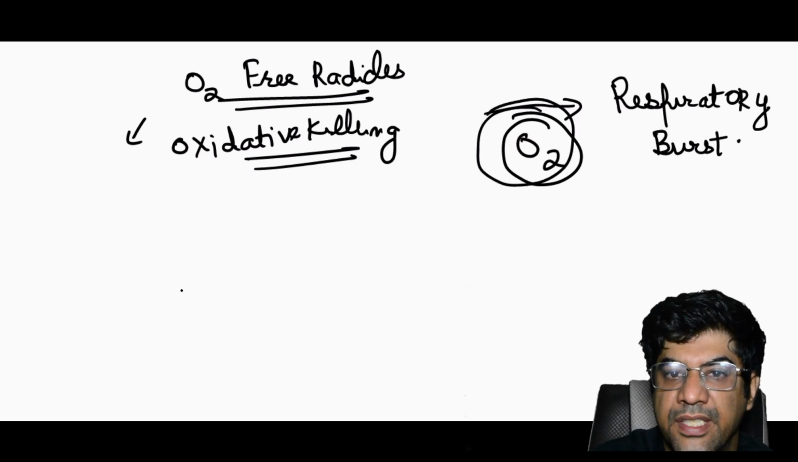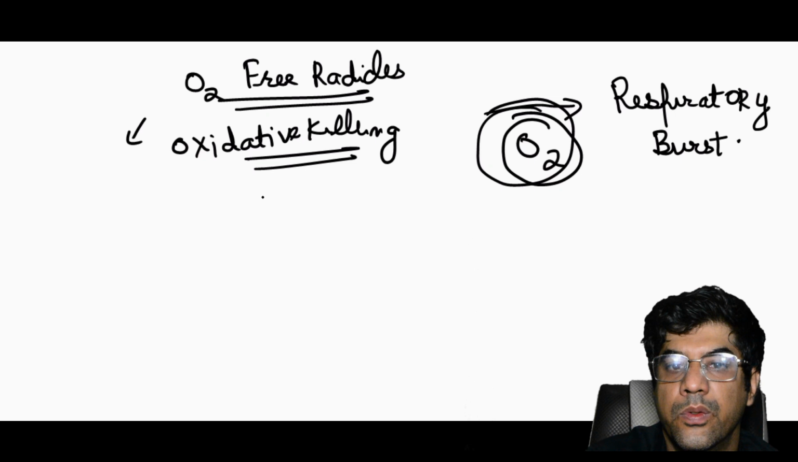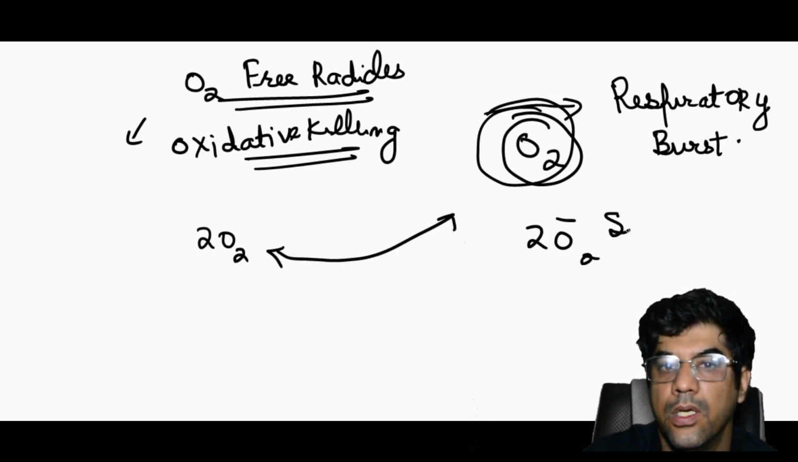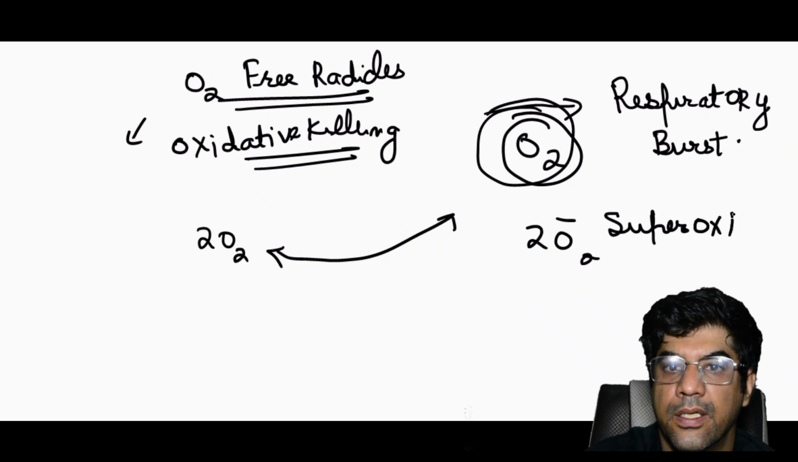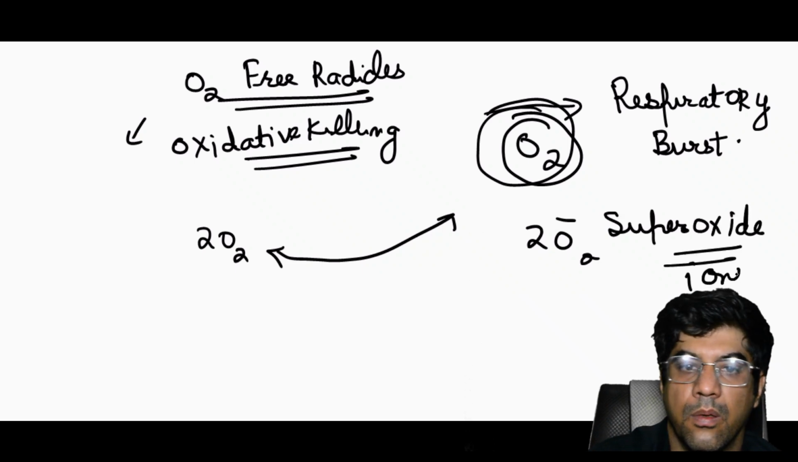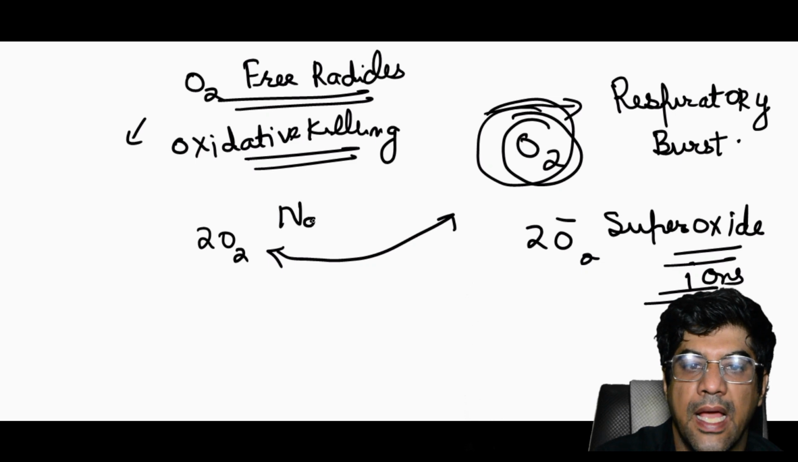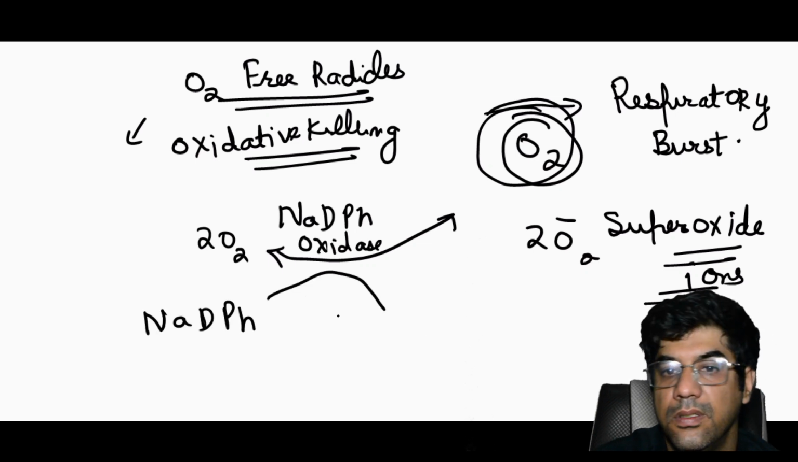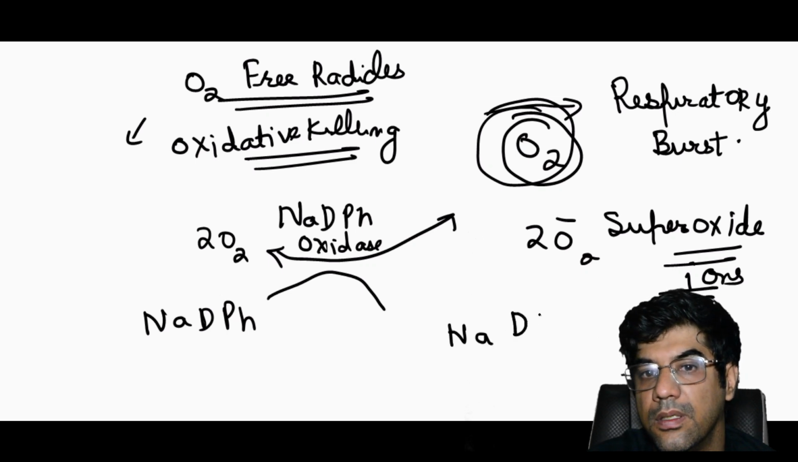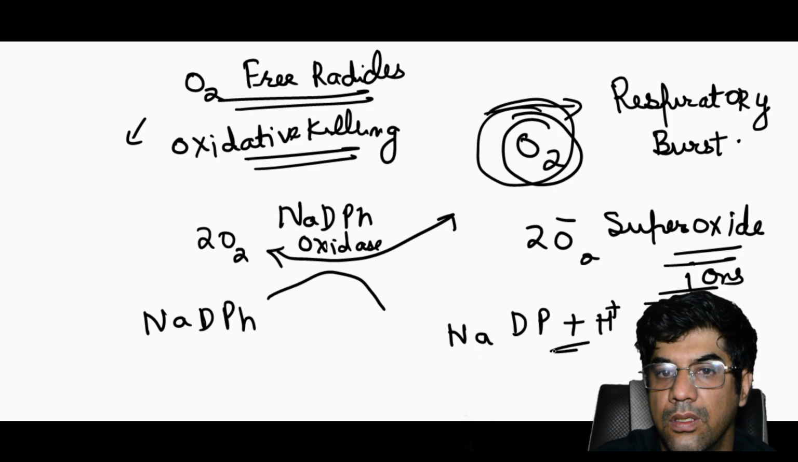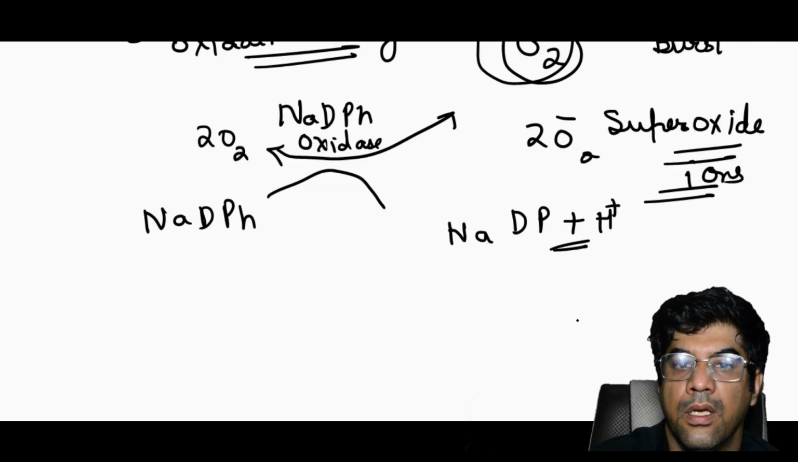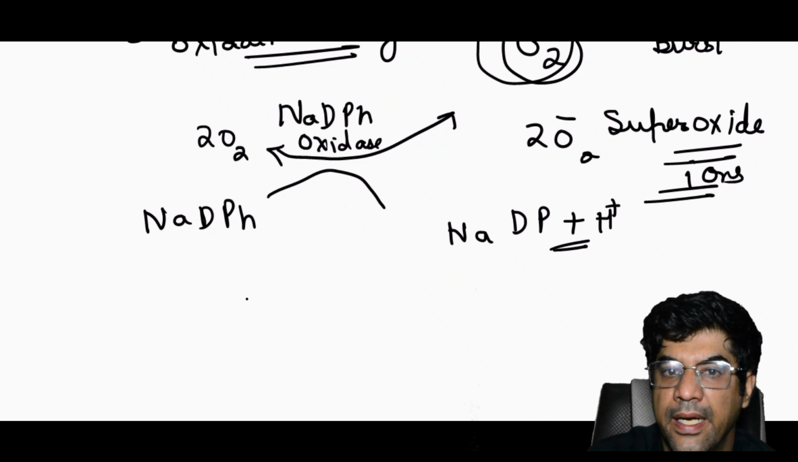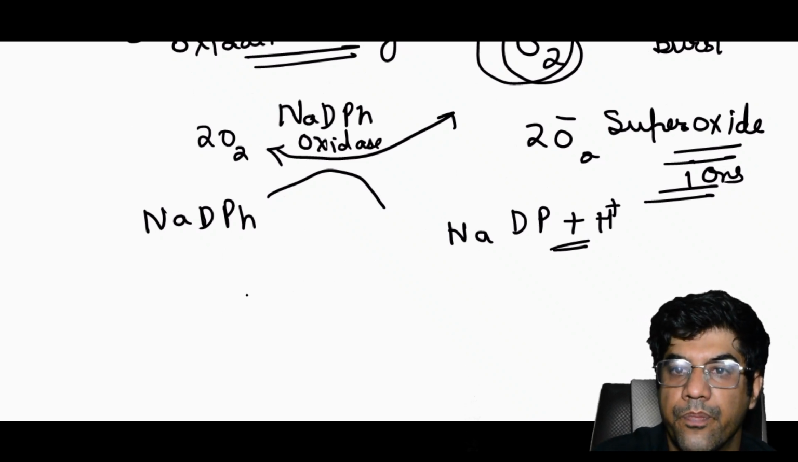This oxygen is then converted into superoxide ions by the enzyme known as NADPH oxidase. Remember, this superoxide is subsequently converted into hydrogen peroxide.